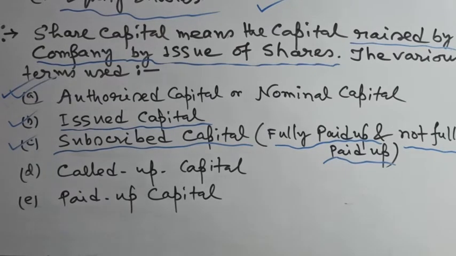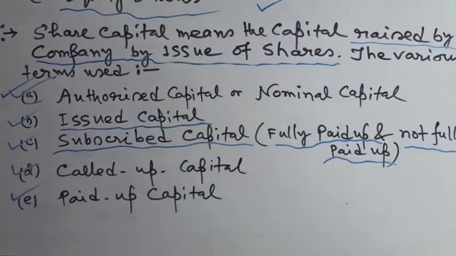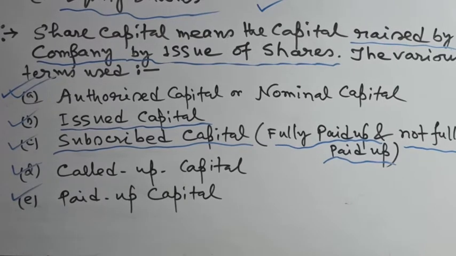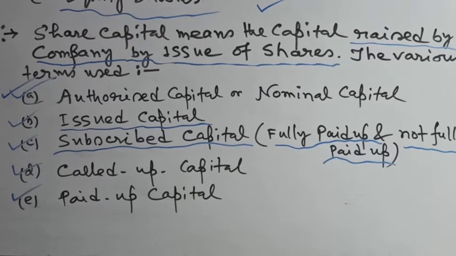Next part, last, paid up capital. Paid up capital, according to Section 2 subsection 64 of the Companies Act 2013, means paid up share capital or share capital paid up, the aggregate of money credited and paid up as equivalent to the amount received as paid up in respect of shares issued, and also includes any amount credited as paid up in respect of shares of a company. Okay, that is known as paid up capital.